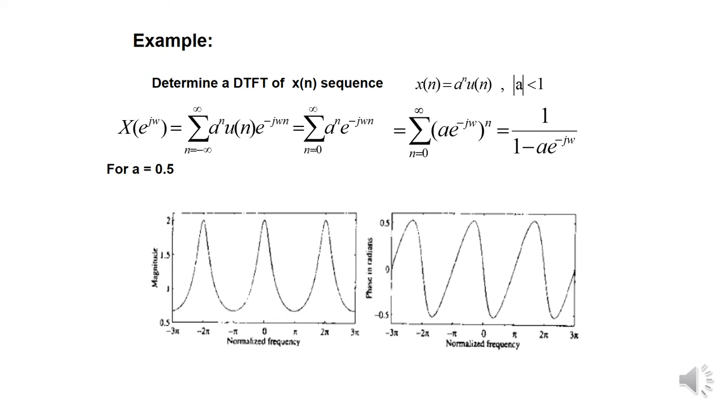Okay, so here I have shown you a few examples. If you are asked to determine X of a, where xn is equal to a to the power n u n, you can refer to the previous example that I have given. This is for a common value, and this is what you can see.